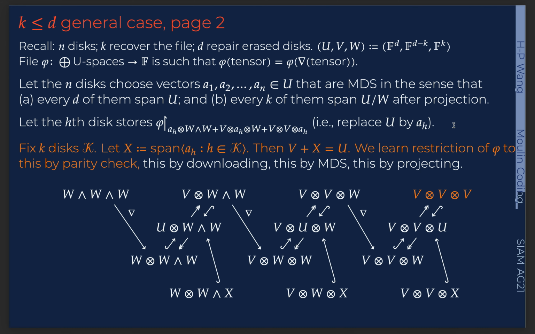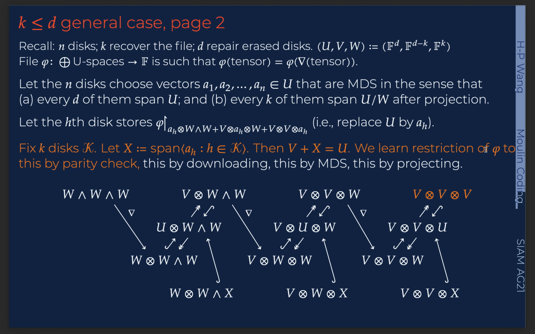So we can verify that any d+k disks recover the file. Let the calligraphic K be k indices, and let X be the span of A_h for h in K. By the MDS property, we have that V plus X equals U. And now we start learning the restriction of phi.